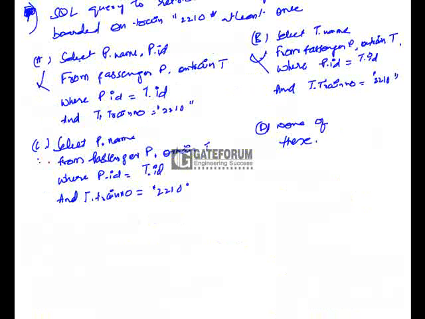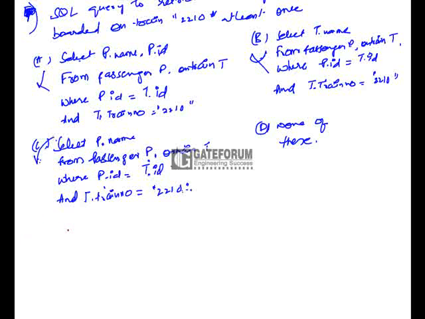And if you see option C, here select P.name from passenger P, on train T, where P.ID is equal to T.ID and T.train number is equal to 2210. This is the correct option. Why? Because it is selecting the attribute name from the passenger table, and it is finding the cross product of passenger P and on train tables, and it is filtering based on the condition P.ID equal to T.ID and also T.train number equal to 2210. So we can say option C is the correct option.